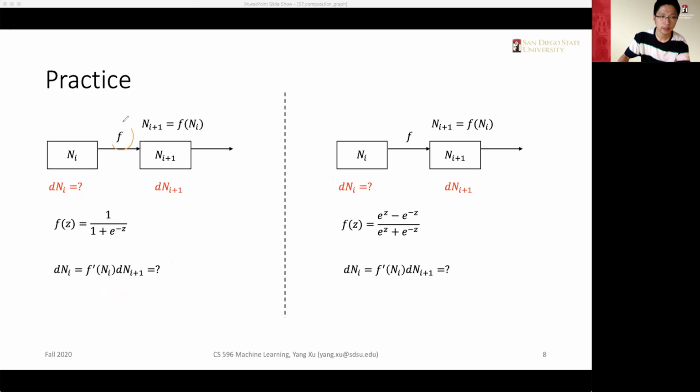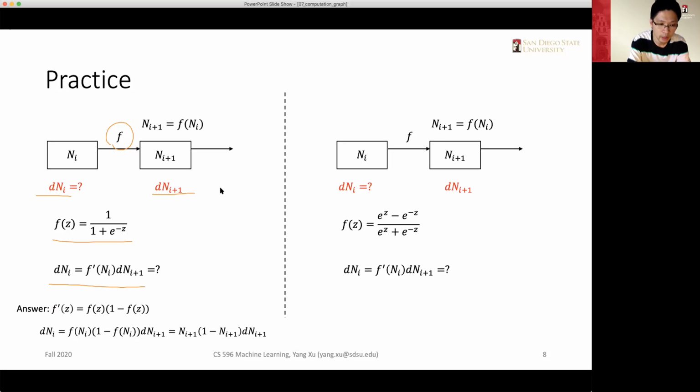We assume that the function f here is a sigmoid function, 1 over 1 plus e to the power of negative z. That is the sigmoid function, right? And if we know dn_{i+1}, then how do we know dn_i? We need to use the chain rule here, so we need to know the derivative form for the sigmoid function.